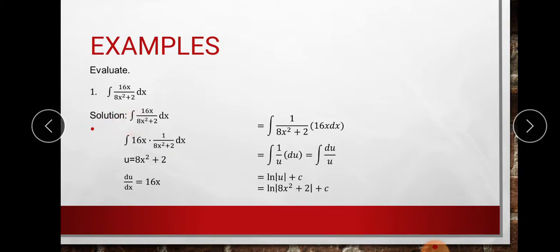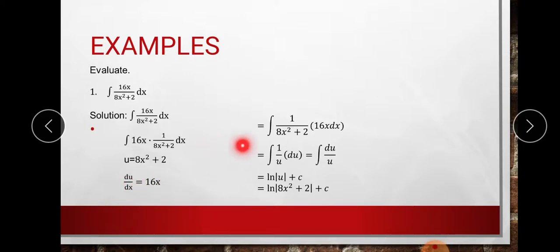So we're here in the solution. The solution of the integral of 16x over 8x squared plus 2 dx. First, we must separate this. We have the integral of 16x times 1 over 8x squared plus 2 dx. After that, we get the u. Our u is 8x squared plus 2. So we get the derivative of 8x squared plus 2. We have du over dx equals 16x.